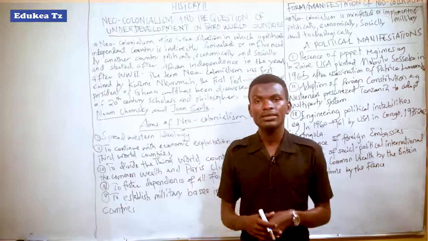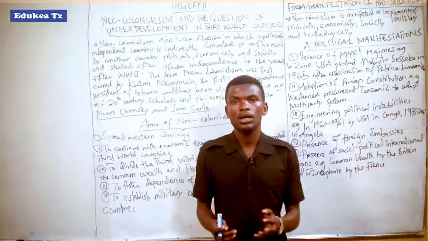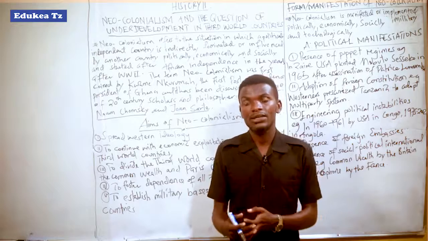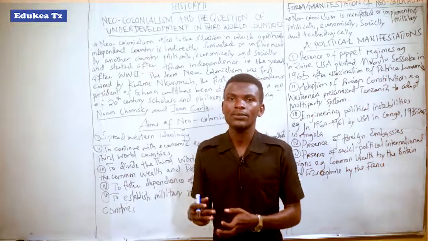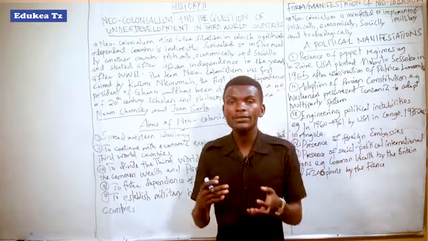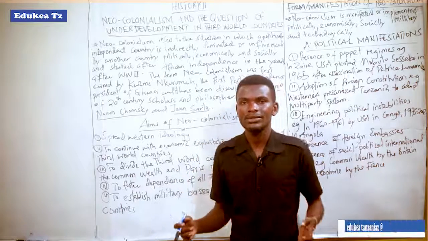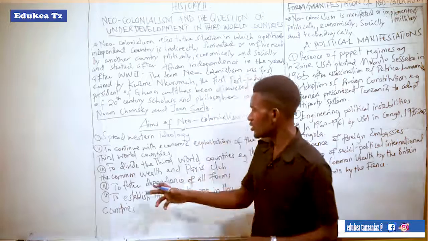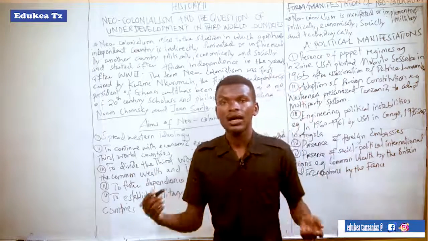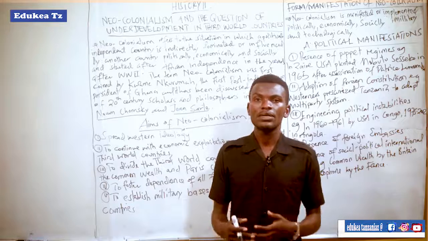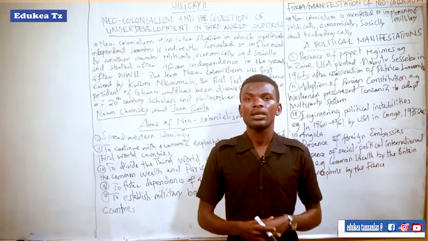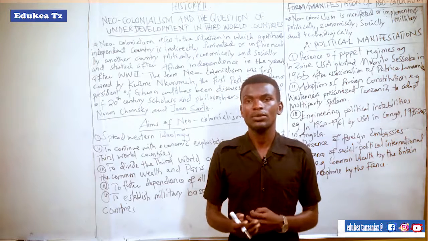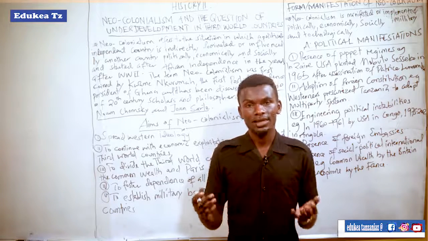In which way? In the way that they established the ways which were indirect and exploitative in nature, but the Africans or the less developed countries were exploited by the imperialist powers indirectly without knowing. So you can see various African or less developed countries' resources were being exploited, and until now they are still exploiting the less developing countries, including Tanzania.